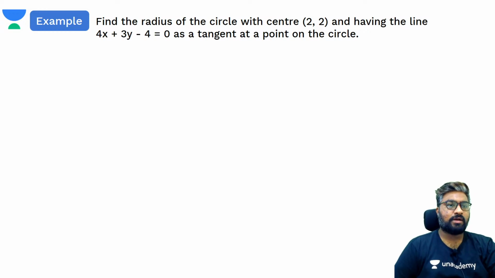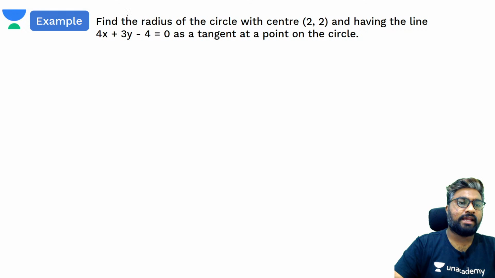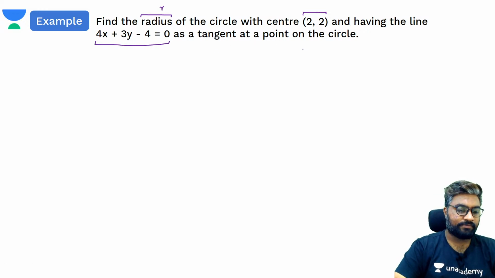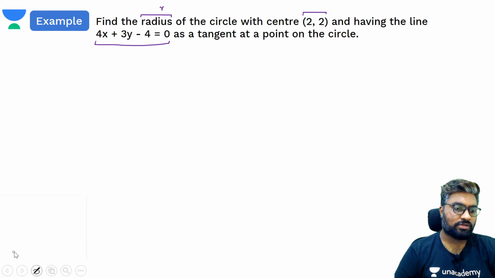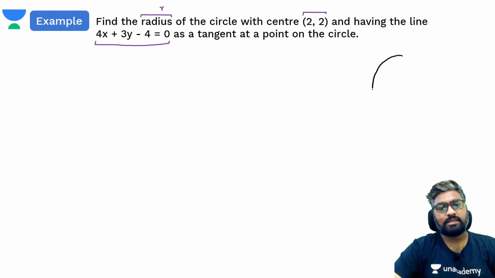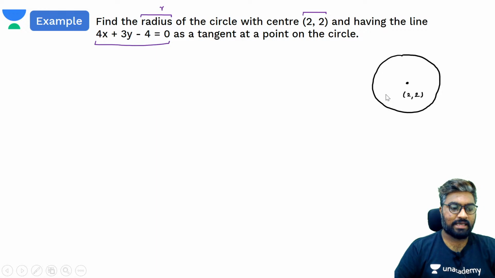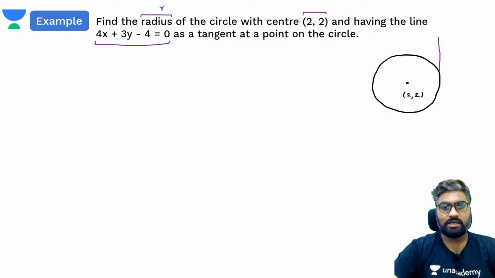Quickly try this, guys. What are they saying? Find the radius of a circle with center 2, 2 and having the line 4x plus 3y minus 4 equal to 0 as a tangent. Yes, so our diagram will look something like this. This is our circle, and this is its center, which is given as 2, 2. What do we need to find? We need to find the radius, provided there is a tangent to the circle.